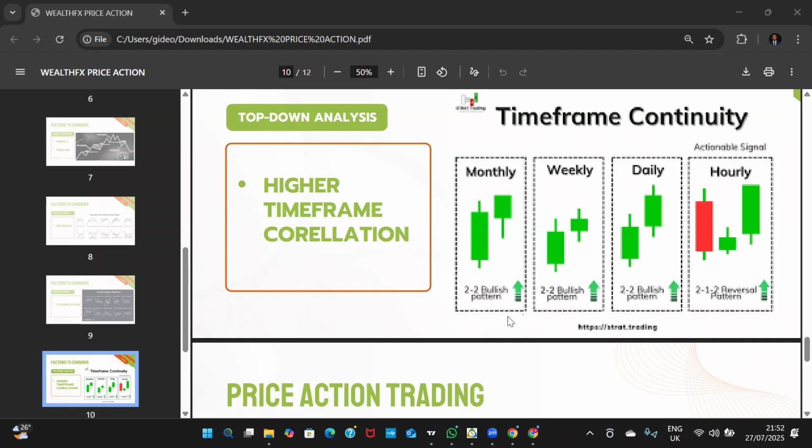Now, for best results, how do I use the top to down analysis? I'm going to be showing you one or two pairs on the live charts shortly. But how do I use my higher time frame correlation? Most times I start from my monthly or weekly charts, then to my daily, then to my 4 hours, and finally I go to the 1 hour, where I wait for my entry setups before I take my trades. The reason I use that is because I am a trend trader.